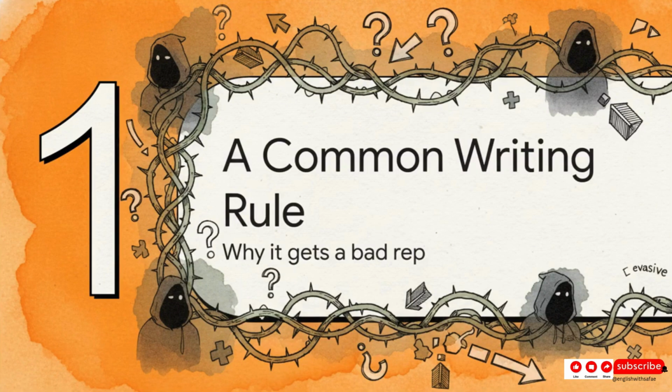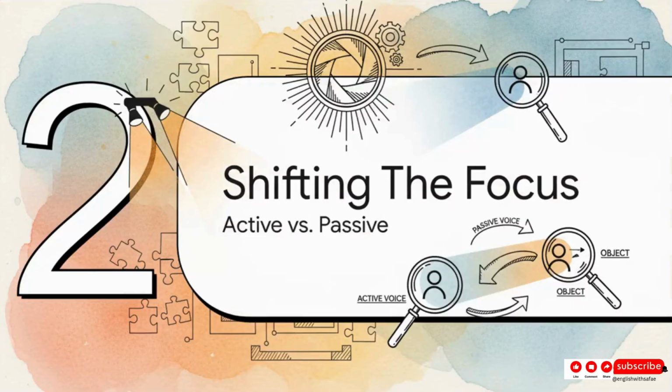So first things first, why the bad rap? Well, to be fair, when it's overused or used by accident, the passive voice can totally make your writing sound clunky and vague. It can feel a little indirect, and sometimes it's even used to hide who's responsible for something, which can feel pretty evasive. But here's the secret. To use it right, you gotta understand what it really is. The big difference between active and passive isn't about good versus bad writing. It's all about where you want to shine the spotlight in your sentence.